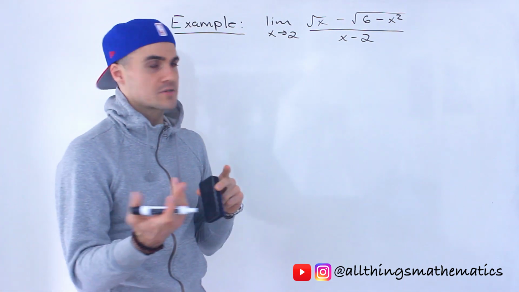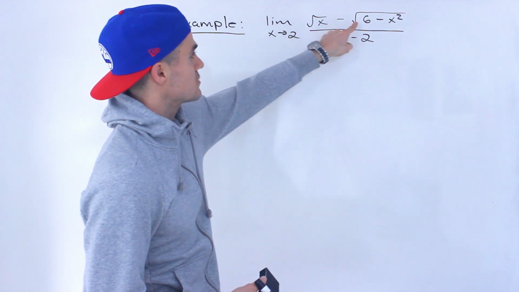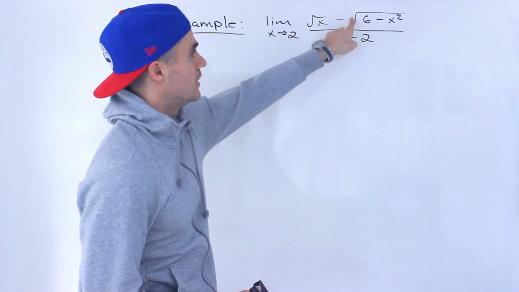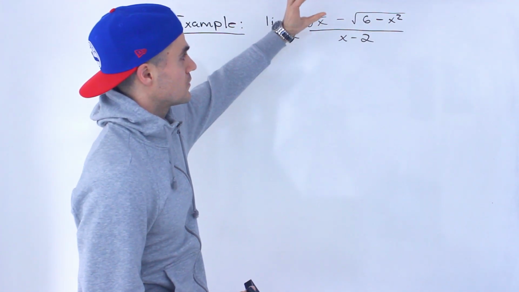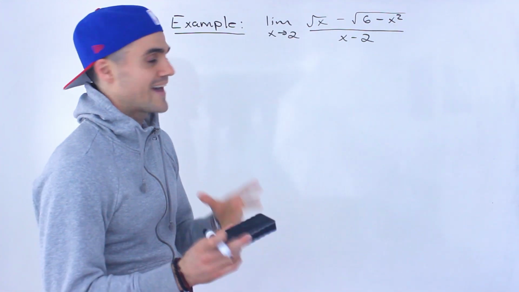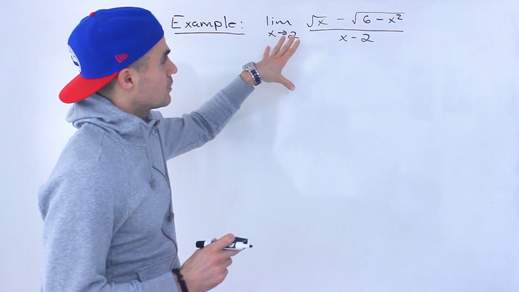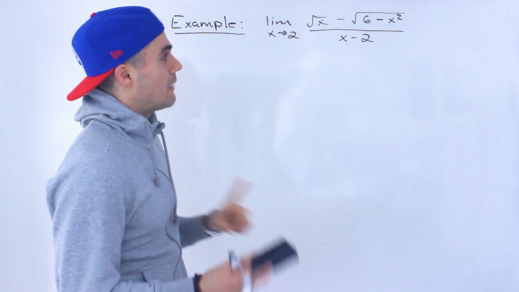Notice if you do a direct substitution, you're going to end up with root 2 minus, over here you'll have 6 minus 4, which would be root 2 as well. So you'll have 0 at the top, and then x minus 2, you'll have 0 at the bottom. So it'll be in that indeterminate form. And so with this limit in particular, what you want to do is combine two strategies.